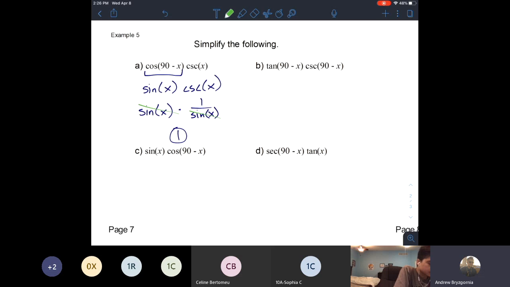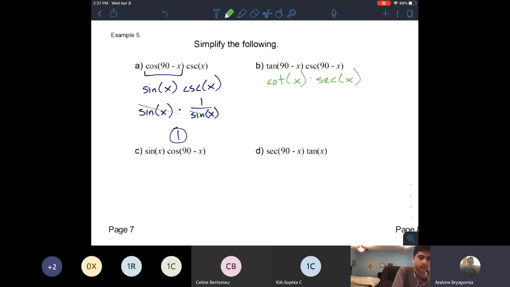Anyway, okay, so for part B, I see tangent of 90 minus x. So from the equations that we've just learned, we know that that is going to be the same thing as cotangent of x. And then cosecant, we know that that is going to become secant of x. And then we can simplify this further.